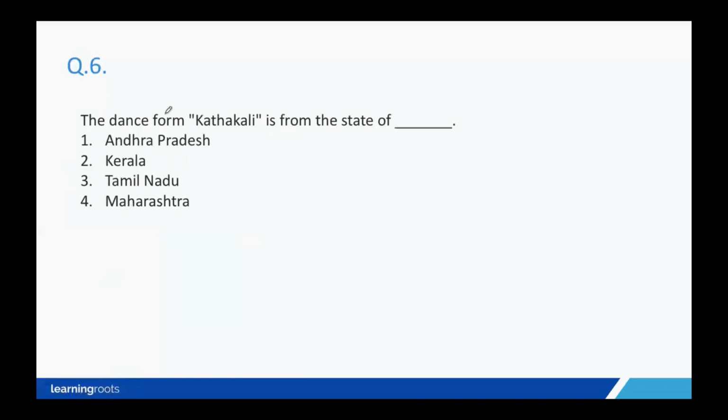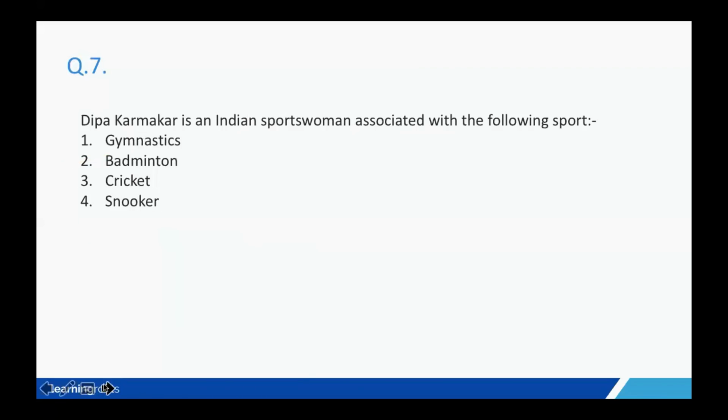The sixth one, the dance form Kathakali is from the state of, again, very simple. It's not even an obscure dance form that has been asked. It's a very prominent one. So you should know that the dance form is from the state of Kerala. Ensure that you know at least the top 15 to 20 odd dance forms and the states that they originate from. That's pretty important for TISS.